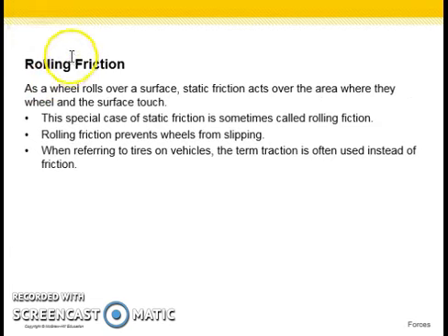Okay, so our last friction is rolling. Not rolling in the deep, but rolling friction. And you need to write down it prevents wheels from slipping. So as a wheel rolls over a surface, static friction acts over the area where the wheel and the surface touch. This special case of static friction is sometimes called rolling friction.